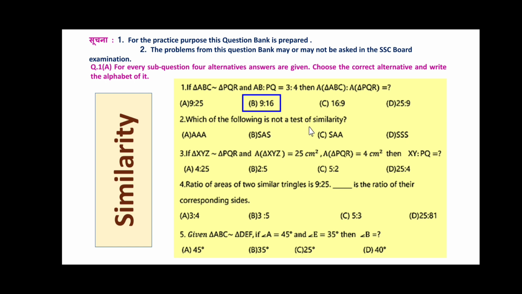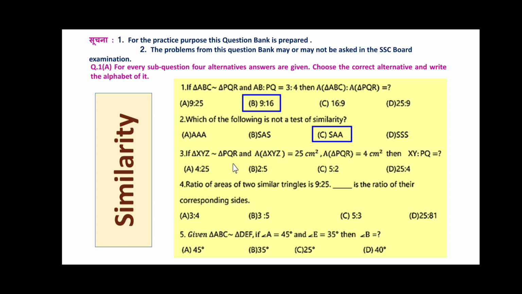Which of the following is not a test of similarity? Different tests of similarity and tests of congruency are there. All are tests of congruency, but SAA is not a test of similarity. So the answer for this is option C. It is SAA, side angle angle.